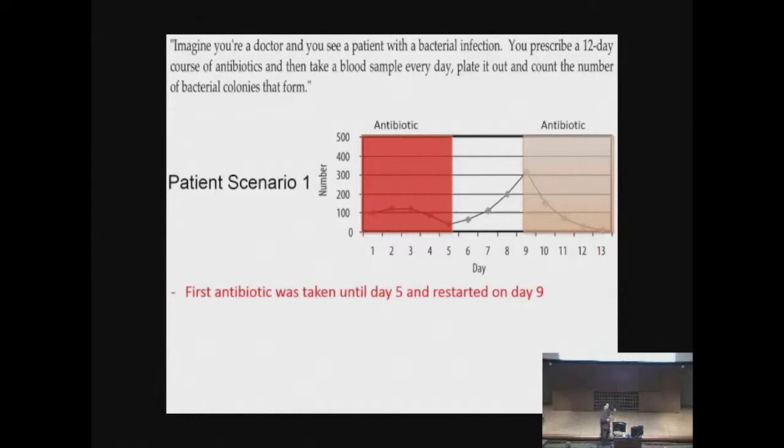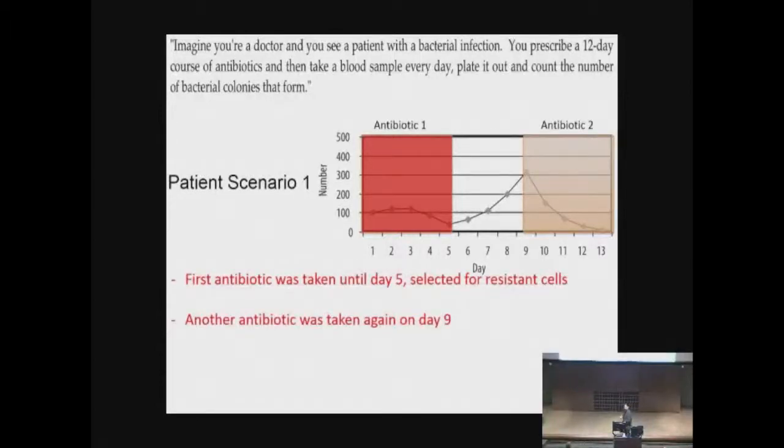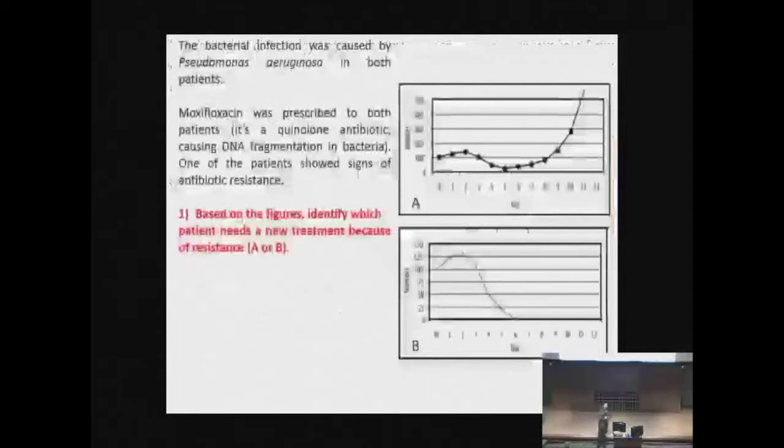So the first one, the first antibiotic was taken until day 5 and restarted again on day 9, so it's the same antibiotic maybe. Or there may be 2 different antibiotics. That's more related to what you were saying, that it was taken until a point, selected for resistant cells. It didn't really work, so the doctor prescribed another one that started to be taken at day 9 and hopefully did not finish just in a few days, but was taken for a longer time period. Right, so there are many different explanations thinking about antibiotic resistance and what happens to these bacteria.